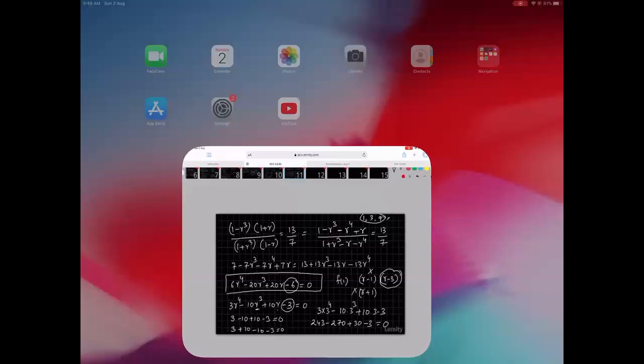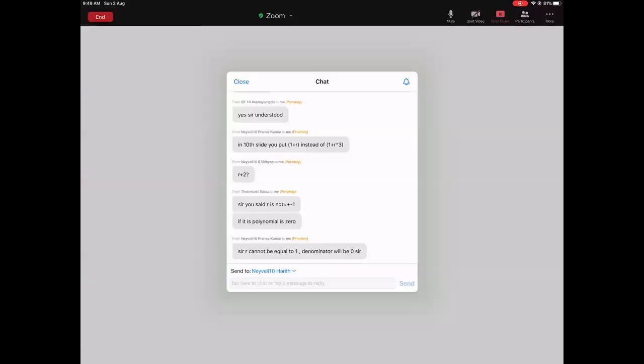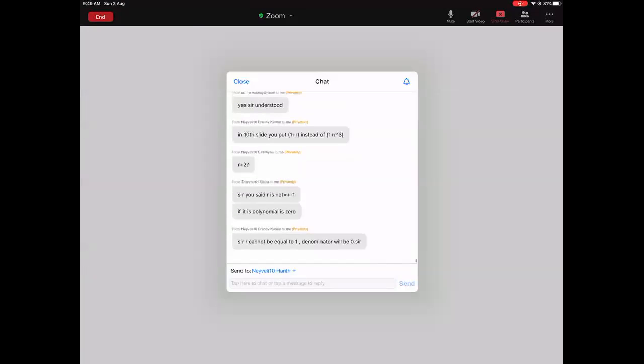Sir, r cannot be equal to 1. That's what I am saying. I am saying r cannot be equal to 1. Yes, r is not equal to that. Plus or minus 1, it will not be equal to that. Even if r is a solution of the polynomial, it has to fit in the progression also. Yes, r cannot be equal to 1. That's what I am trying to say. Okay. Yeah.